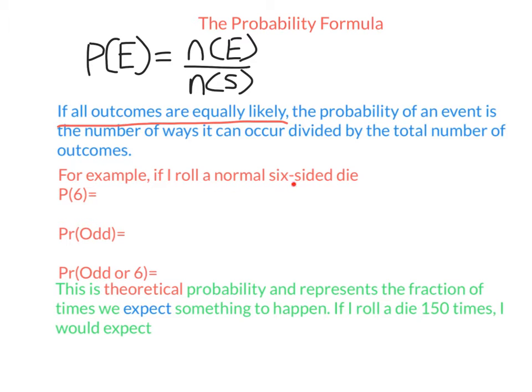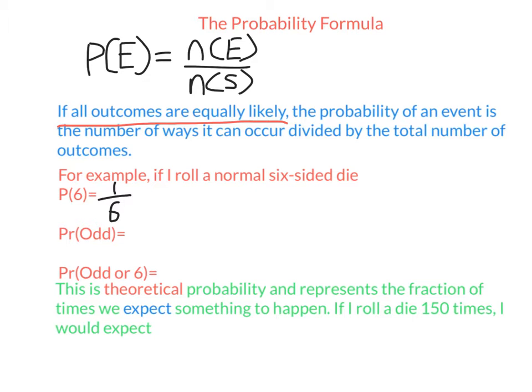So an example is if I roll a normal six-sided die. If I do that, all of the numbers 1 to 6 are equally likely to come up. So this notation here means the probability of getting a 6. Well, there's one way you can get a 6 because there's only one 6 on the die, out of 6 outcomes in total. So note, when you're asked a probability, you should get a fraction.